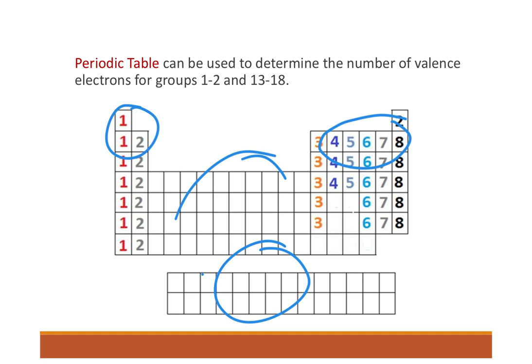But you can see from the numbers written in these columns on this illustration, everything in group 1 has 1 valence electron. Elements in group 2 have 2 valence electrons. Typically, the elements we are concerned with in group 13 have 3 valence electrons, and then 4, 5, 6, 7, all the way down to our noble gases, where everything except helium has 8 valence electrons. Helium, of course, only has 2.